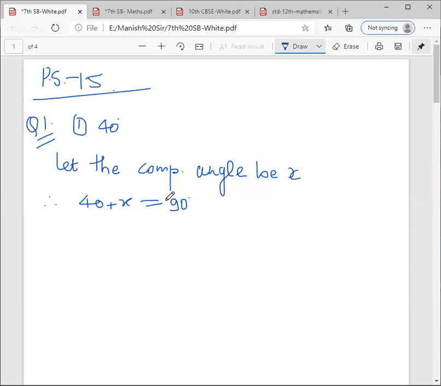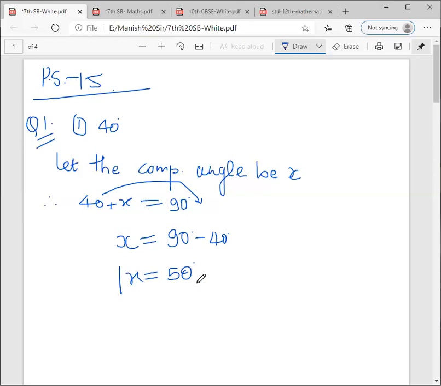So 40 plus X is equal to 90 degrees. The 40 will go to the right hand side, and because it is positive, it will become negative 40 degrees on the right hand side. Is it clear? So when we subtract 40 degrees from 90 degrees, what do we get? 50 degrees. So very simple, X is a 50 degree angle.